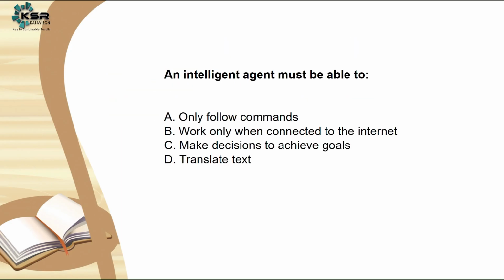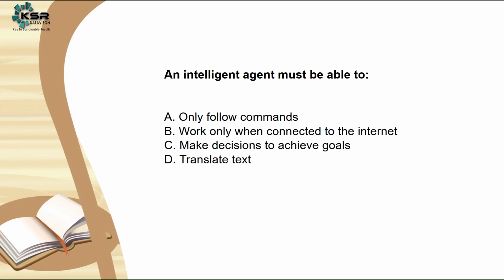So the next question is, an intelligent agent must be able to... What is the capability of an AI agent? Option A, only follow commands. Following commands is a programmatic explanation, right? We write programs to make the computer understand, and those are the commands to the computer on what to do. But the AI agent concept is not related to programming, like Python, the programming language which we use. So option A is not the right answer.